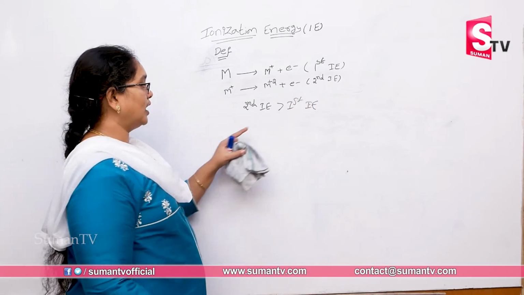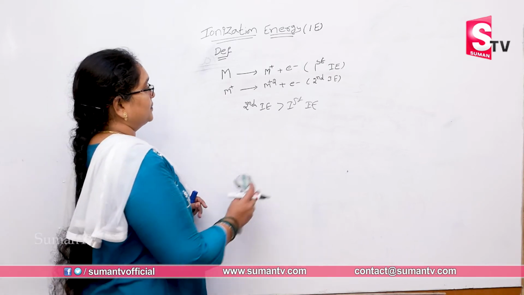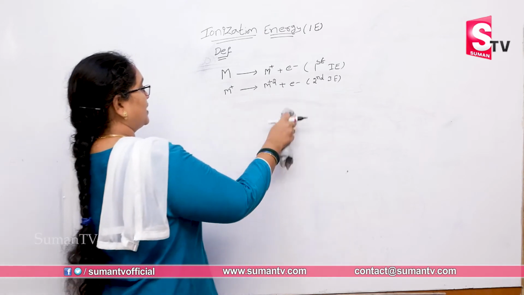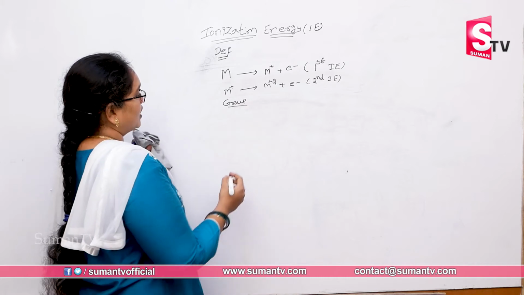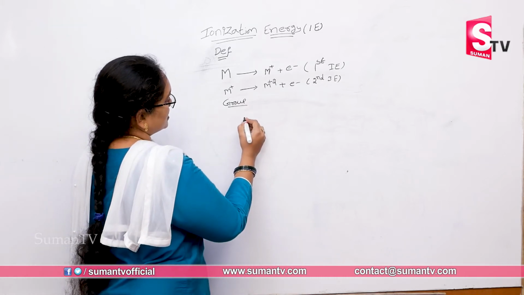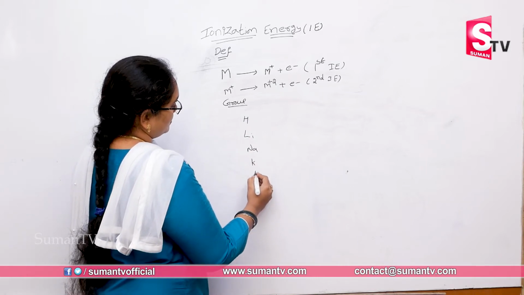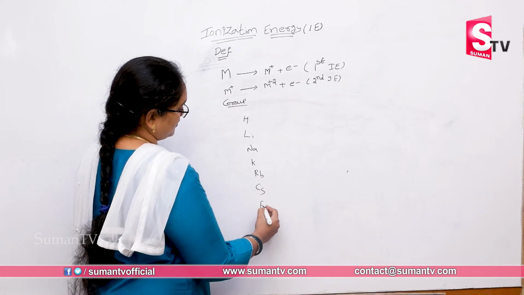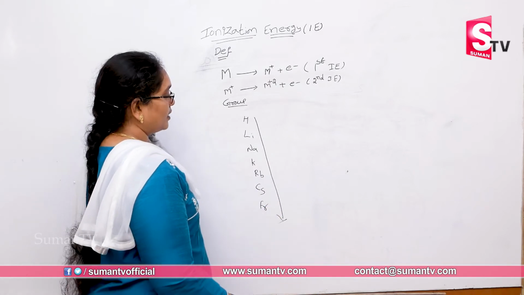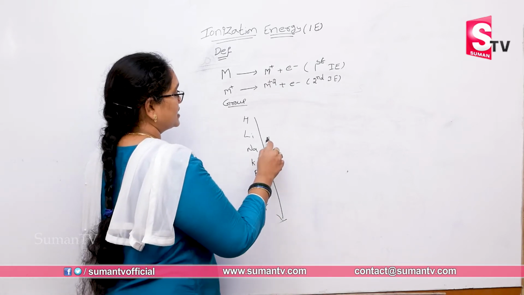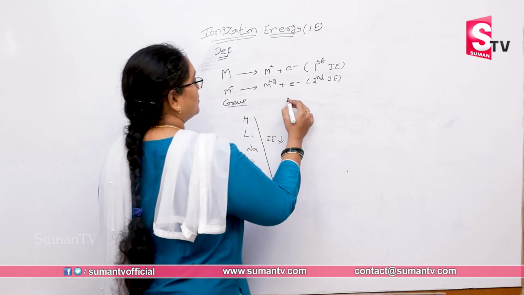That is only due to the increase in nuclear charge. Then how does it change in groups and periods? First, in the case of groups: the first group, that is hydrogen, lithium, sodium, potassium, rubidium, cesium, francium. When we go down the group, as atomic size increases, ionization energy decreases.